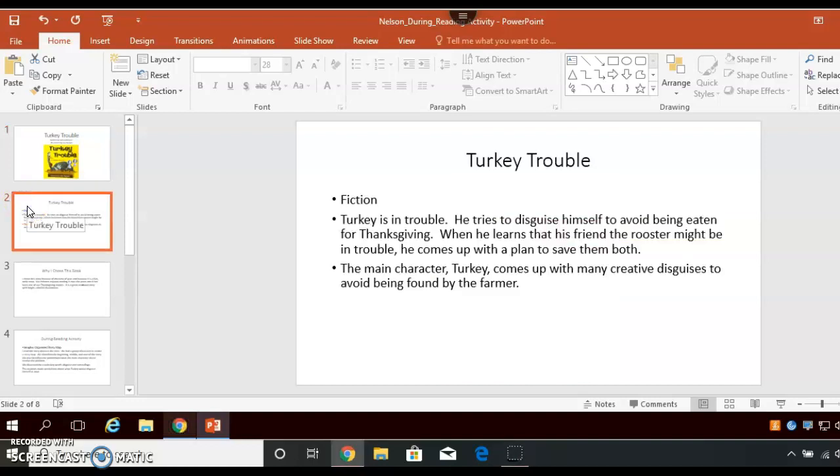In this fiction story, Turkey is in trouble. He tries to disguise himself to avoid being eaten for Thanksgiving. When he learns that his friend the rooster might also be in trouble, he comes up with a plan to save them both.